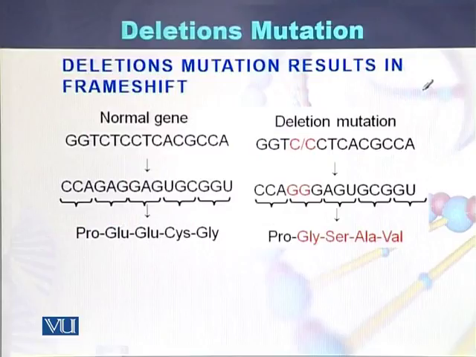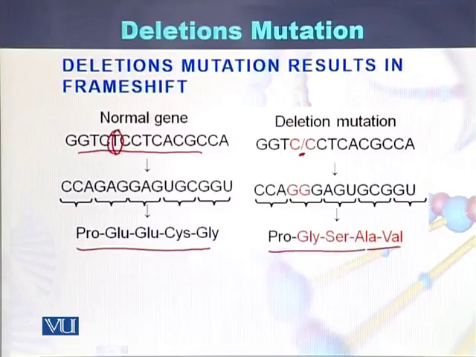This is the normal sequence of the gene, and this is the deletion. We see that this T, which was present in the normal sequence of the gene, has been deleted. Now the sequence of the mutated gene is double G, T, C, and at this point there was a T. That T has been deleted. So as a result, we can see the amino acid sequence in the normal gene and the amino acid sequence of the mutated gene are entirely different from each other.